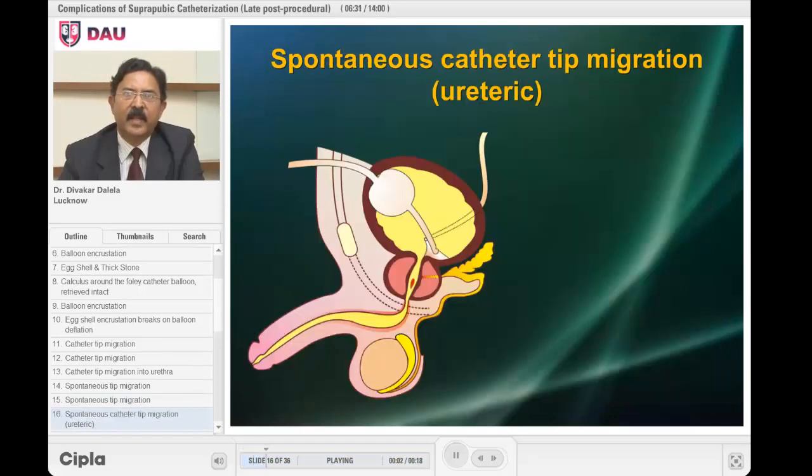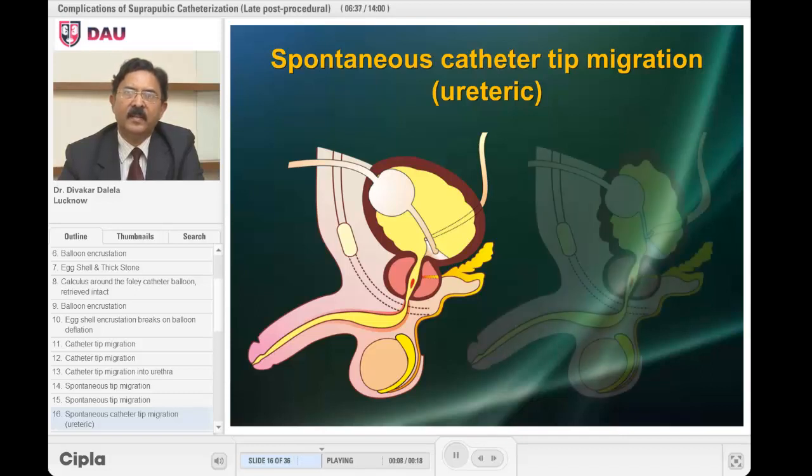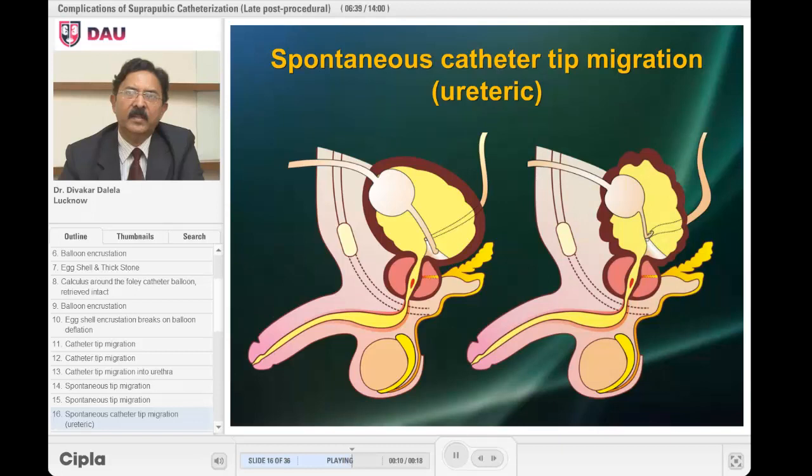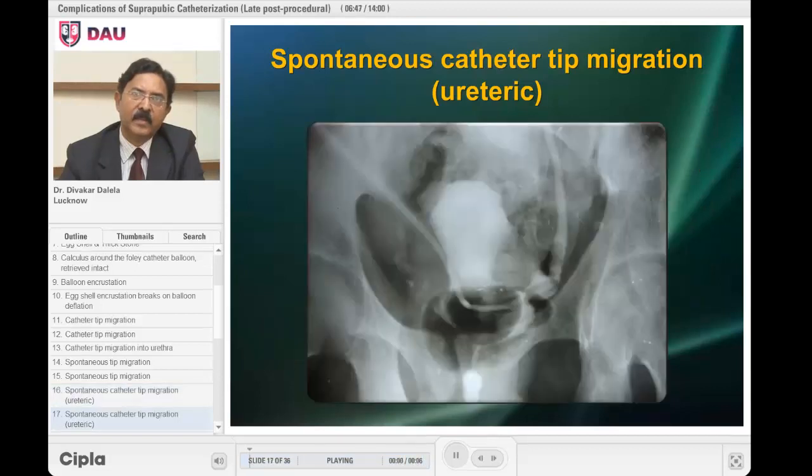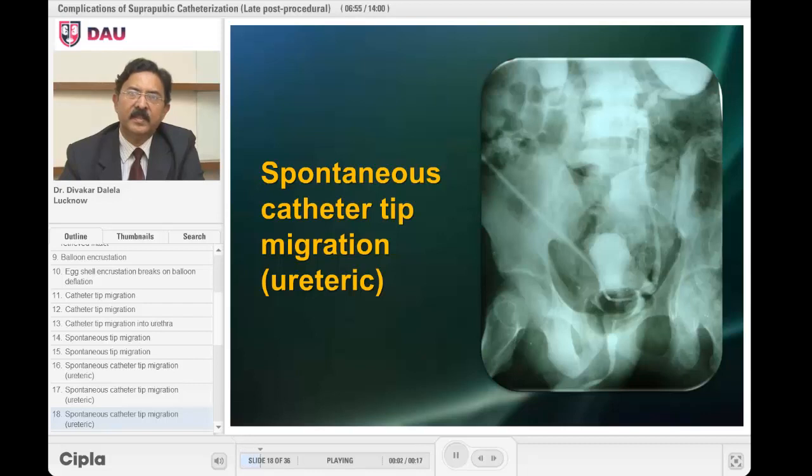The tip sometimes can migrate into the ureteric orifice. If it is a long tip catheter like that, it can find entry into a dilated ureteric orifice, and the ureter will become obstructed and the patient will develop hydroureteronephrosis. And this is an example of a spontaneous tip migration into the ureter. You can see here the tip of the catheter about 1 centimeter inside the ureter. This migration into the ureter can happen on its own for unknown reasons.